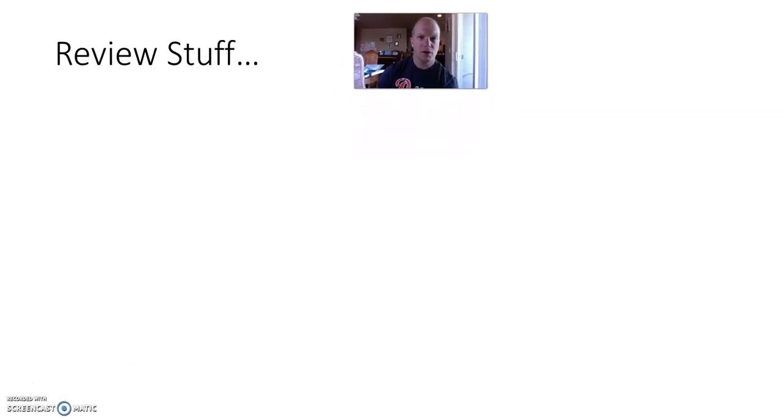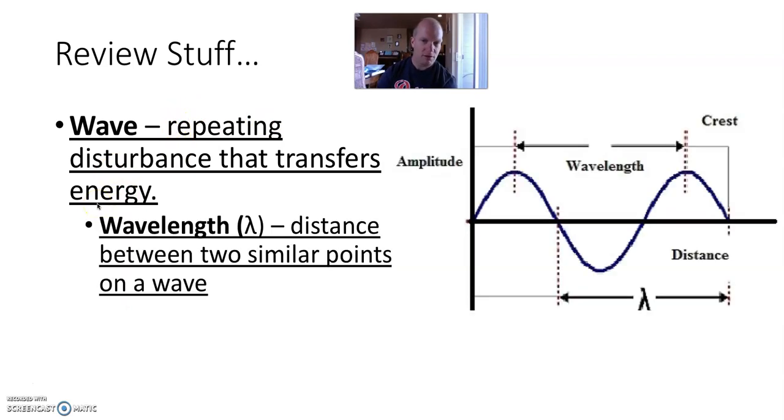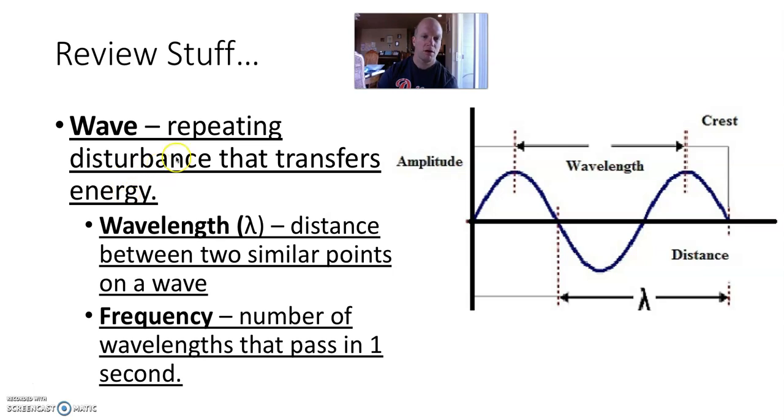Some review stuff, you guys. Okay, we got waves. There's the definition. By the way, remember, if it's underlined, you kind of want to write it down in your notes, right? Okay, that's really helpful. So there's a wave definition, right? And waves have two important parts, okay? You have wavelength. That's the distance between two similar points on a wave, and that can be any two similar points, right? And then we also have frequency, which is the number of wavelengths that pass in 1 second.